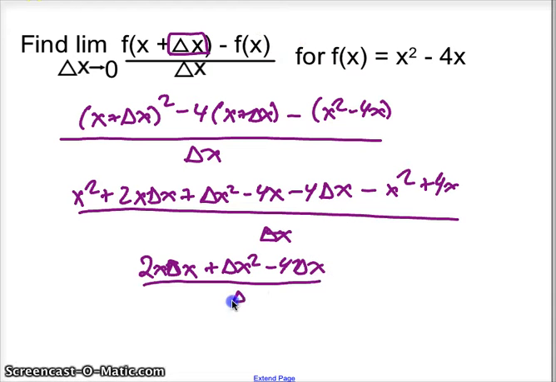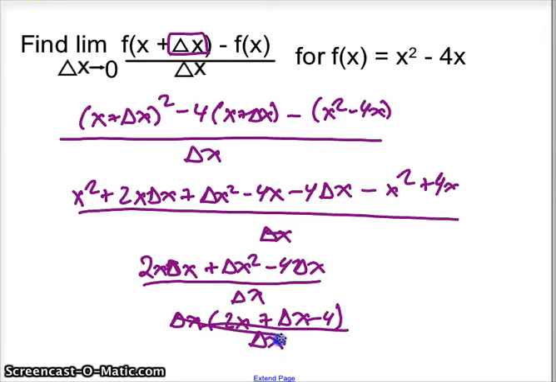Right now if I try direct substitution, it still doesn't work out, so I'm going to factor out the delta x. I'm running out of time. Let's see if I can make it. Now the delta x will cancel. You can do direct substitution, put 0 in for the delta x, so you get 2x minus 4.